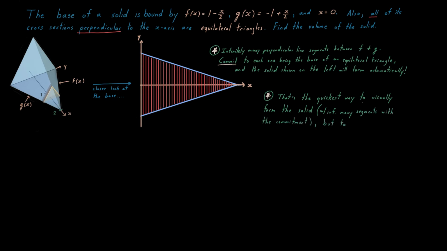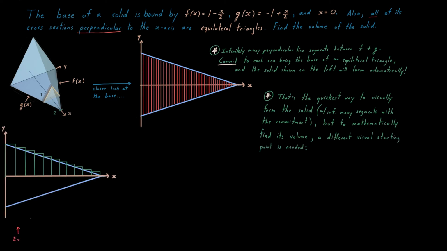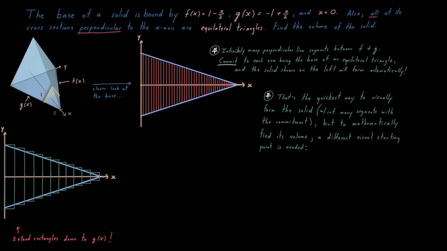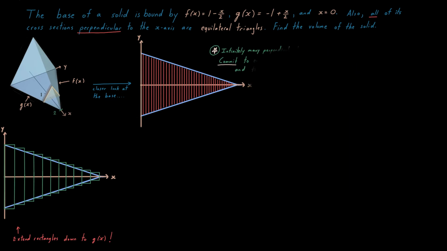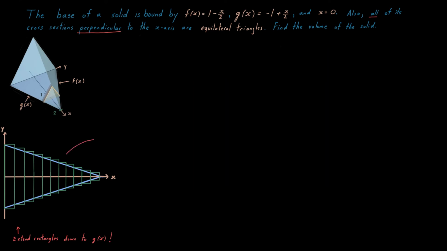That's the way to visually construct the solid, but how do I go from a visual construction of the solid to mathematically finding its volume? Well, I need a different visual for this. So rather than dealing with infinitely many thin line segments, how about I deal in familiar territory? Here I've drawn 11 left endpoint rectangles. Now I'm going to extend them down to G to create bigger rectangles. They're twice as big because of the nice symmetry between F and G.